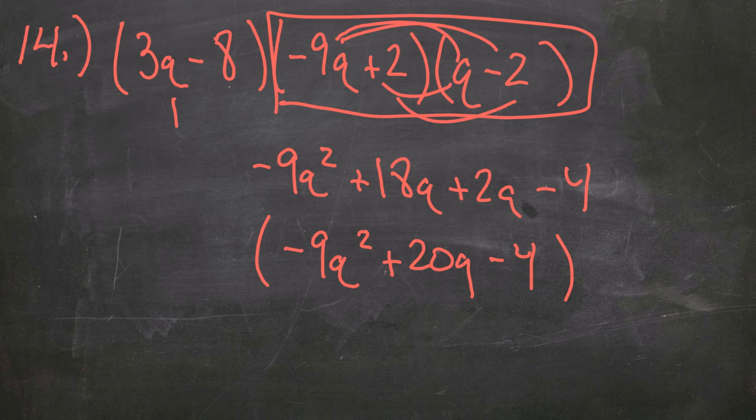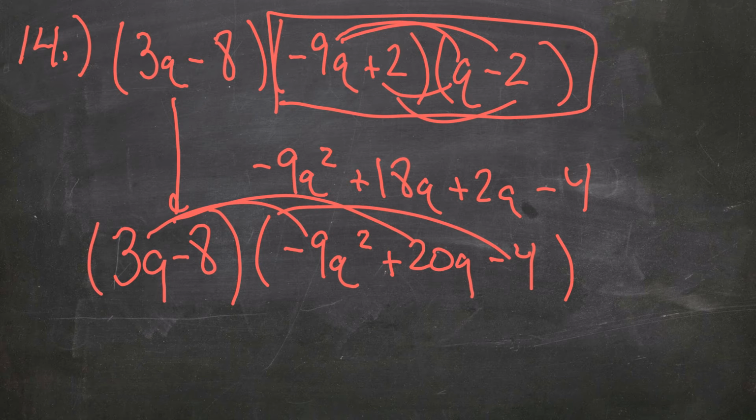Now once again, I didn't do anything with the first one because I just picked the last two to start. I was just showing that it doesn't matter which ones you pick first. So then 3q is going to go to every single thing. So 3 times negative 9 is minus 27q cubed. 3 goes to 20, I get 60q squared. Then 3q goes to minus 4 to give me minus 12q.